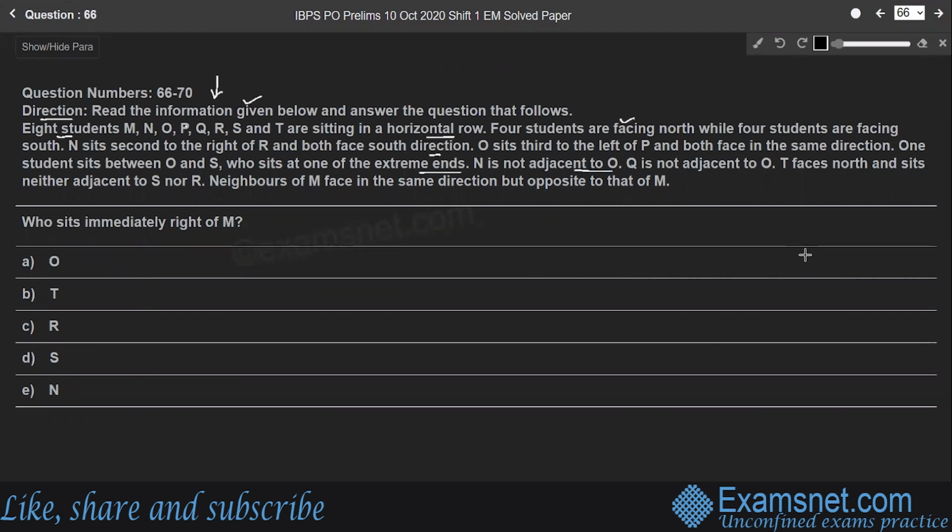N is not adjacent to O. Q is not adjacent to O. T faces north and sits neither adjacent to S nor R. Neighbors of M face in the same direction but opposite to that of M. Then, who sits immediately right of M?